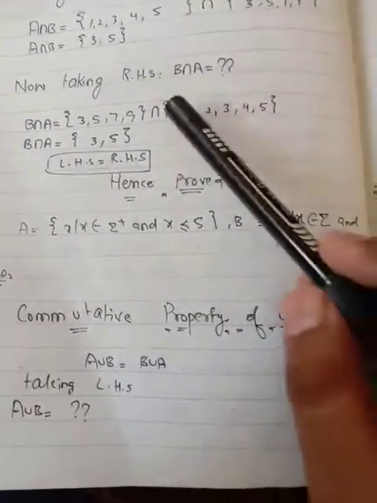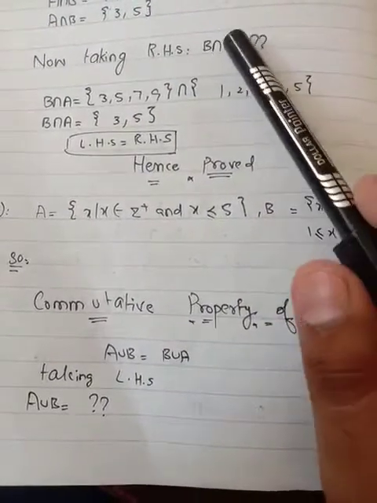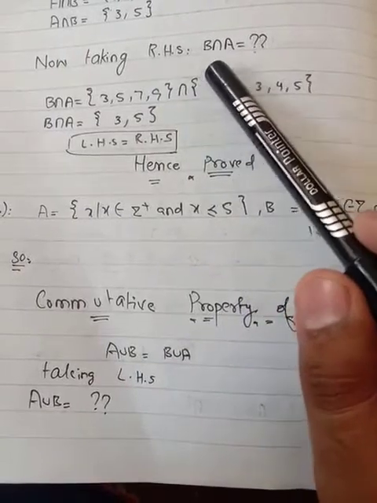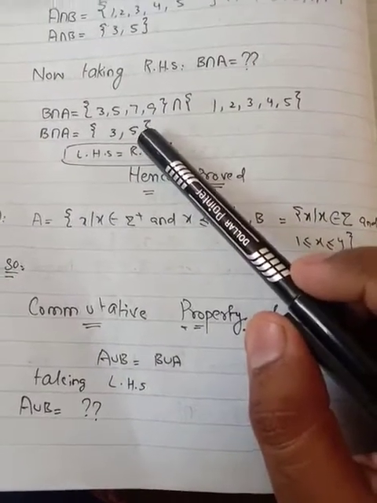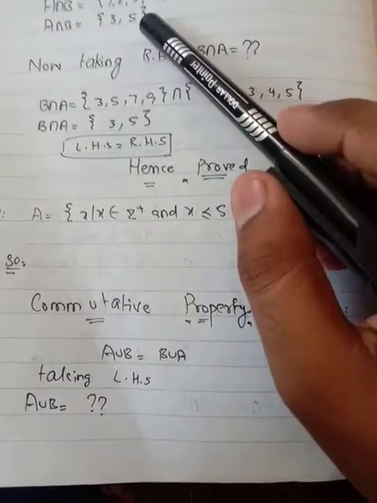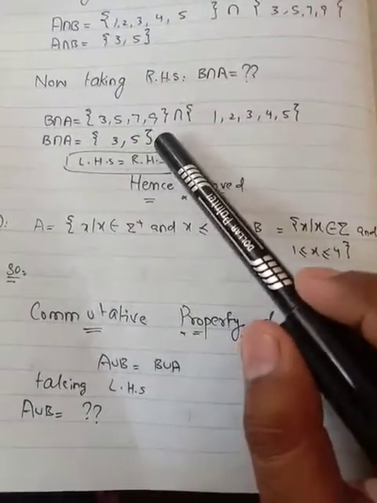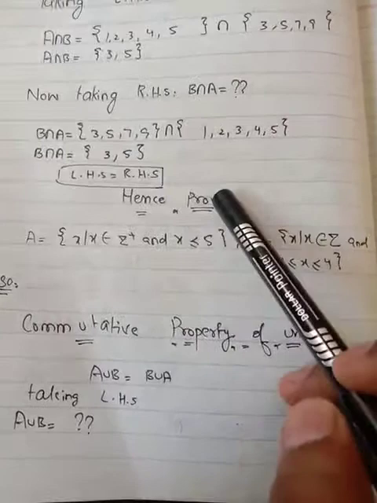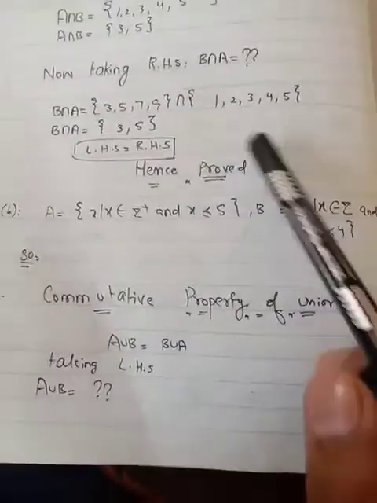Similarly we find the right hand side, that is B intersection A. First we will write the set of B, then the set of A, and the answer will be 3 and 5. Here the answer of A intersection B is 3 and 5 and the answer of B intersection A is 3 and 5. So left hand side equals right hand side. Hence we have proved the commutative property of intersection.